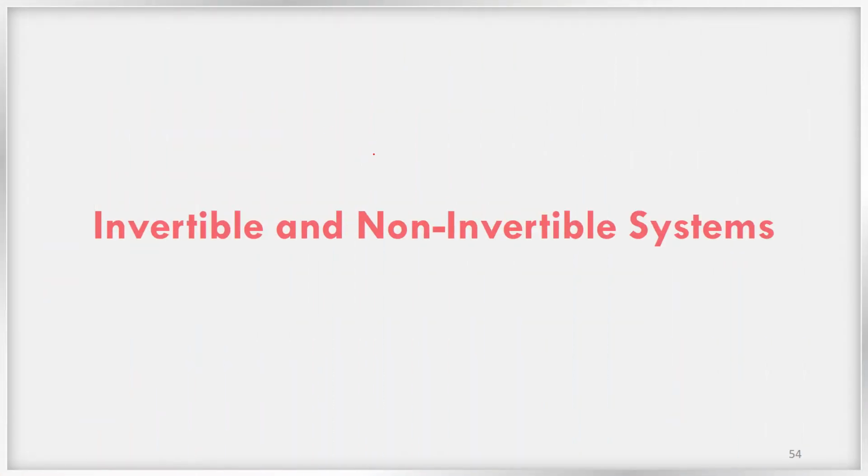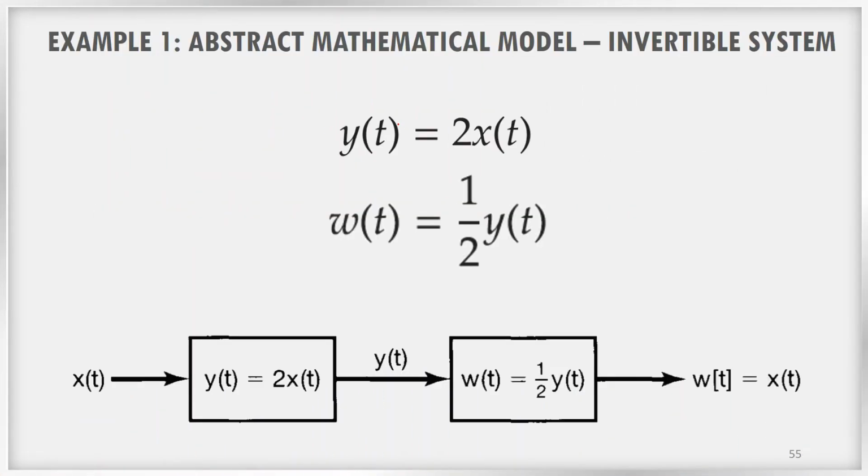Invertible and non-invertible systems. Consider a system in which the output is given as 2 times the input. For example, if the value at a particular moment is 2 volt, the output will be 4 volt. Because what is the relation between the input and output? The output will be double the input at that moment. So we can say that this is an amplifier.